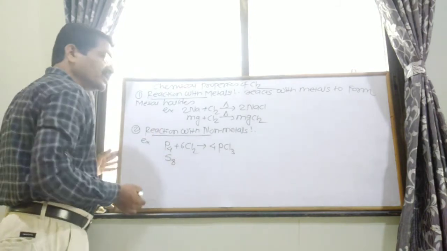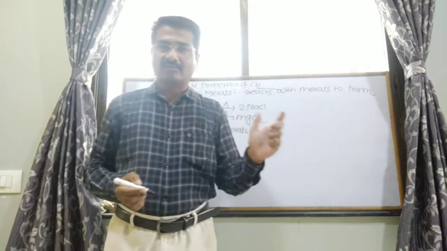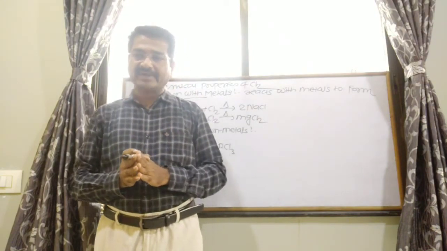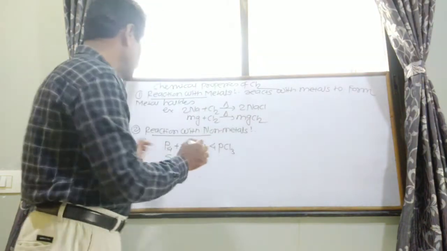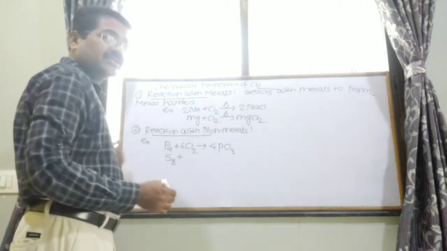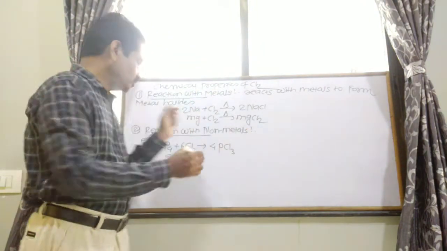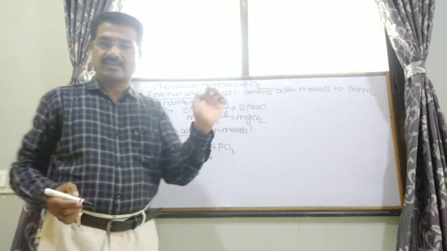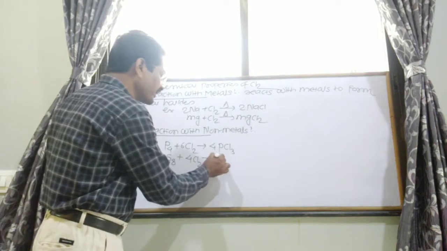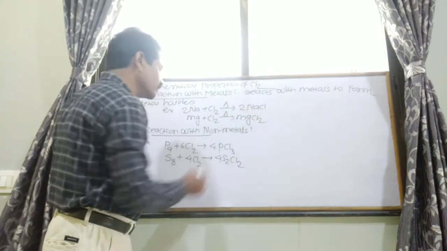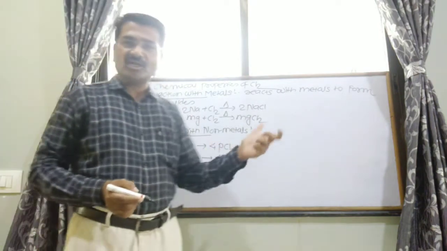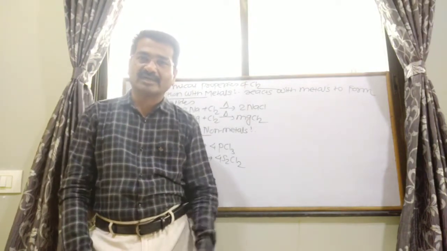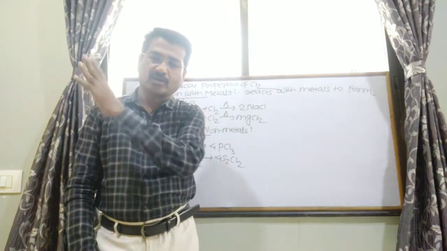Another, sulfur. Sulfur is octatomic: one molecule of sulfur contains 8 atoms. That sulfur can react with chlorine to form sulfur chloride, that is S2Cl2. Likewise, any non-metal can react with chlorine to form the corresponding non-metal chlorides.